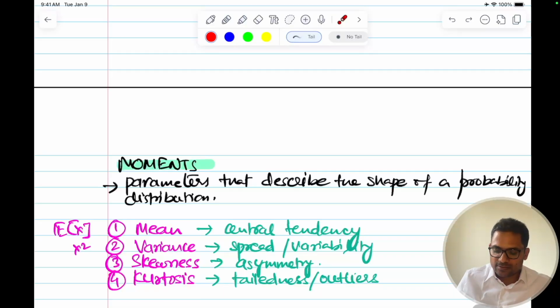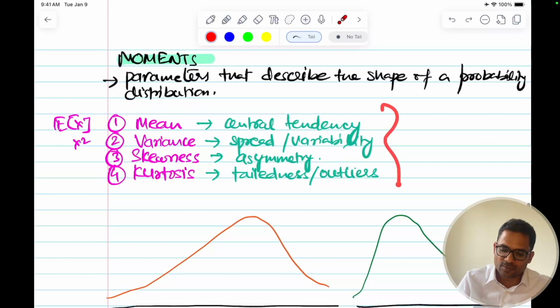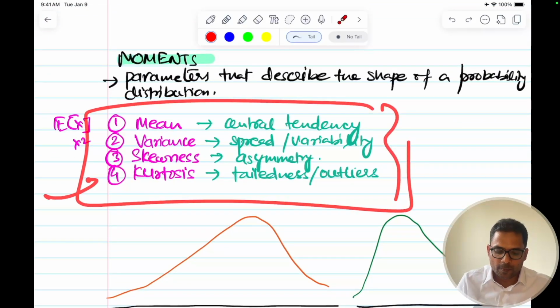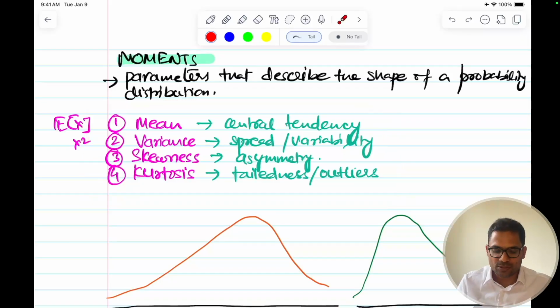Asymmetry tells me whether it's left or right-tailed, if it's not symmetric. Tailedness gives me the measure of how tailed the data is, and the more tailed the data is, the more outliers it has. So these give me this information, and they are very important to understand a probability distribution. We'll discuss this more in the statistics module.